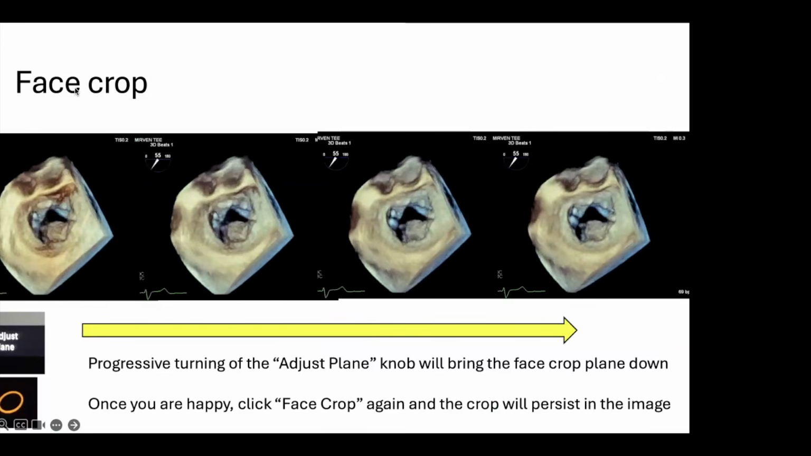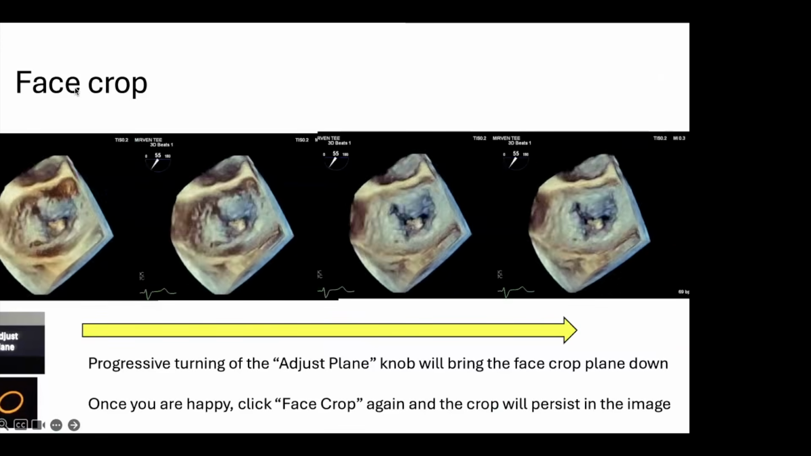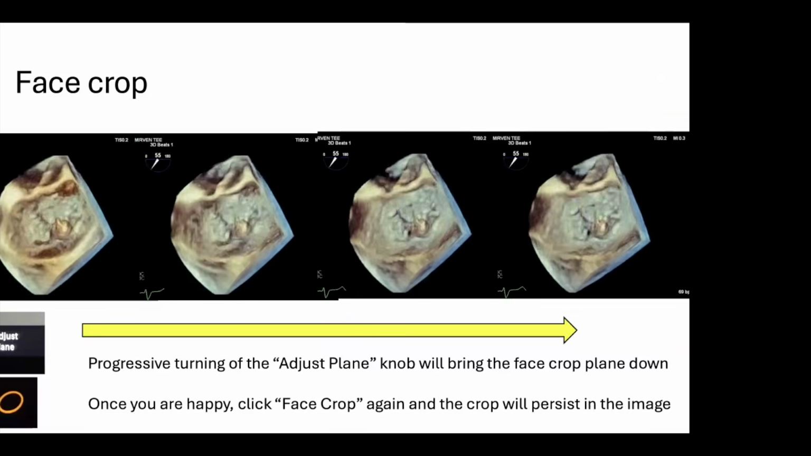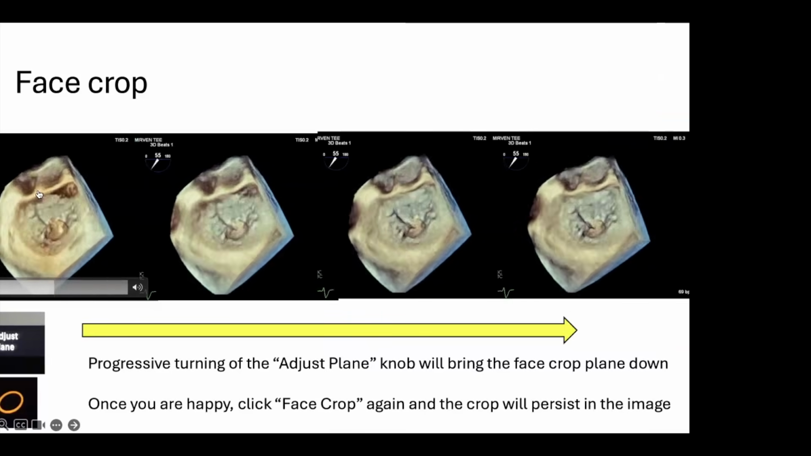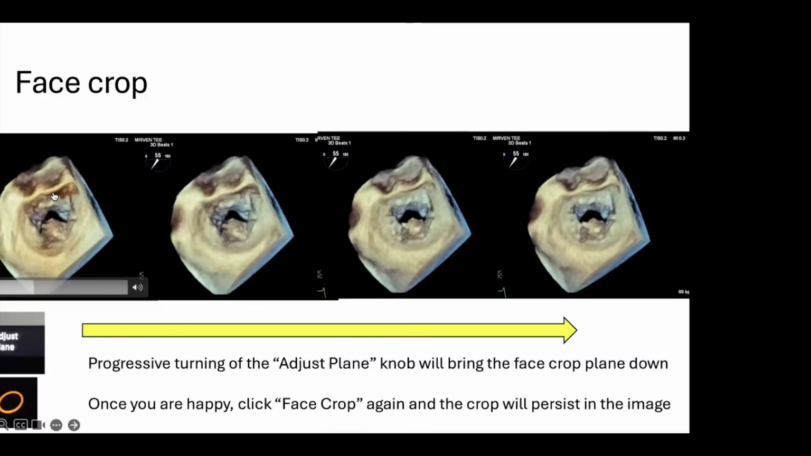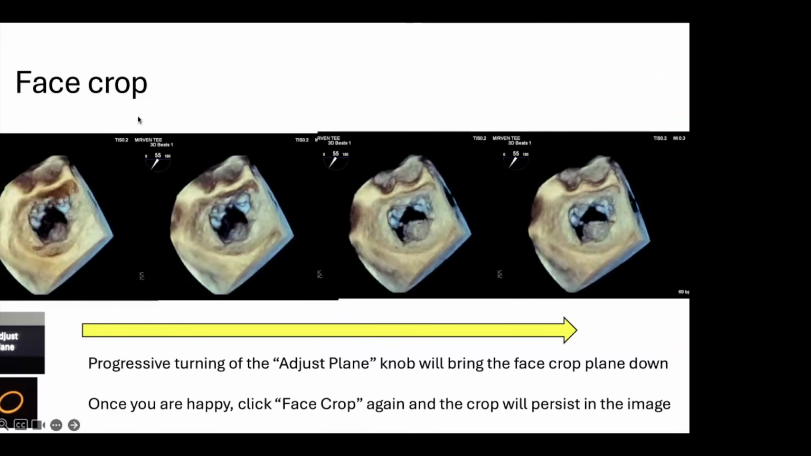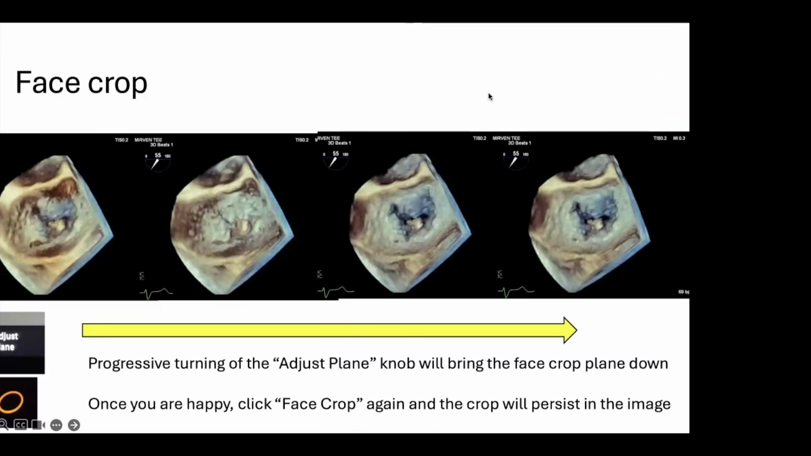And so this is an example of turning that plane adjust knob down, starting on the left. There you can see there's some smoke and some parts of the aorta here that we don't want to see. That's making it harder to see this mitral valve. And by turning that plane adjust knob down, we're able to see the mitral valve in better detail.